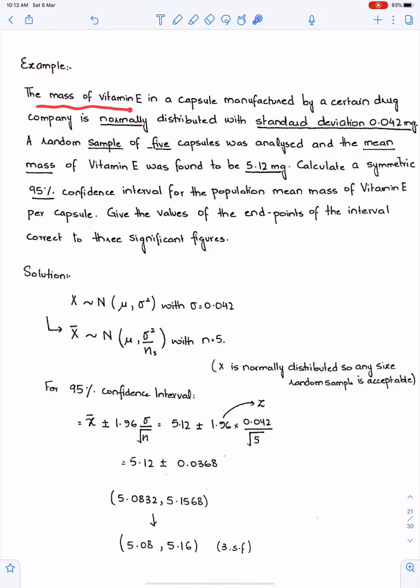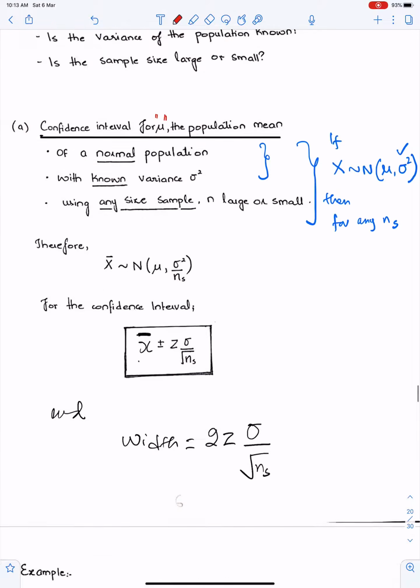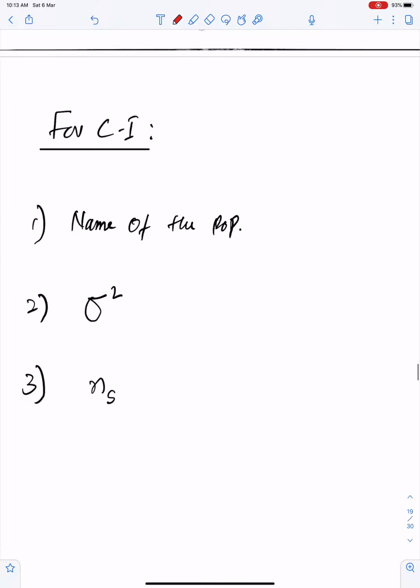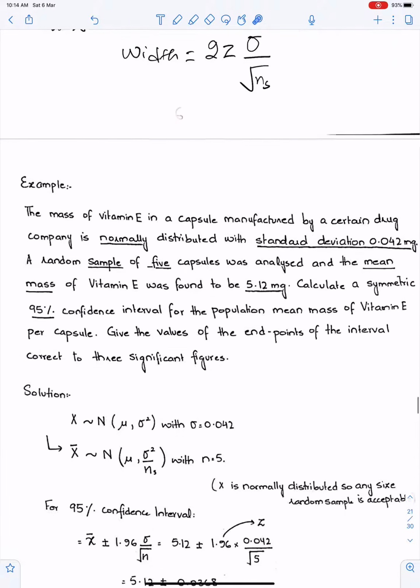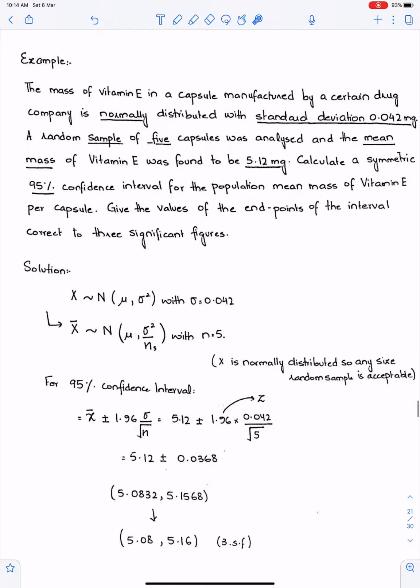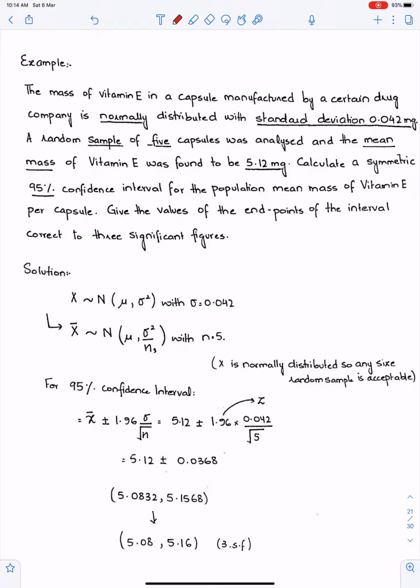The mass of vitamin E in a capsule manufactured by a certain drug company is normally distributed. Now the first information, remember I told you, you will find all these three pieces of information in the question. Name of the population, about variance, whether it is known or unknown, and size of sample. You will always find these three pieces of information in all types of questions of sampling and estimation of confidence interval. Now it's the first information, normally distributed.